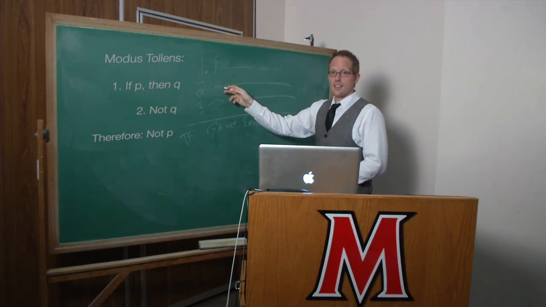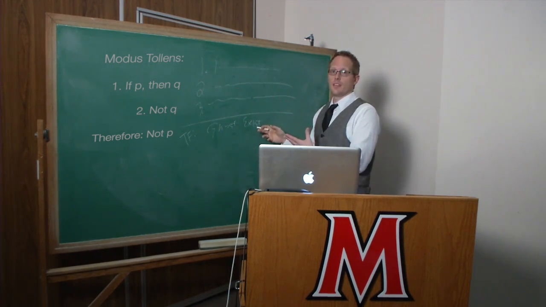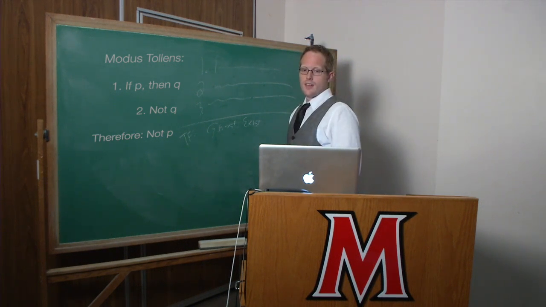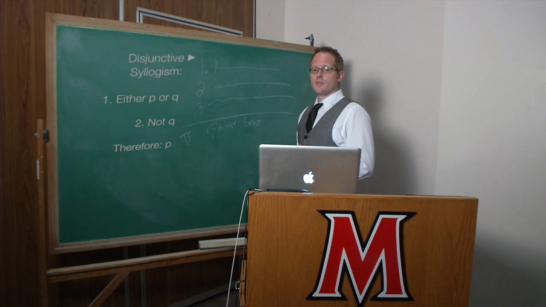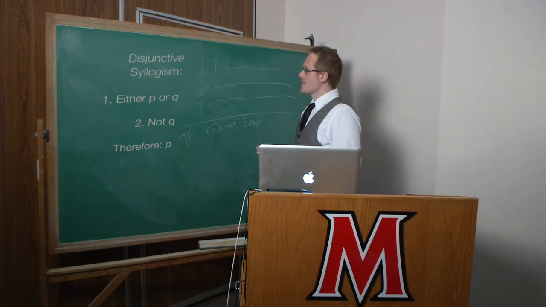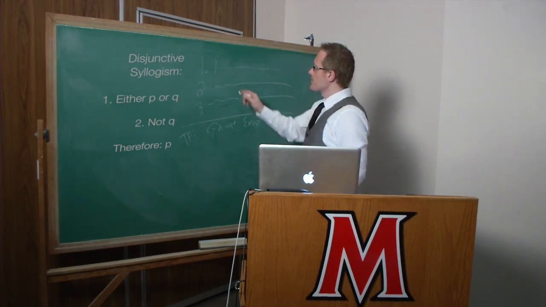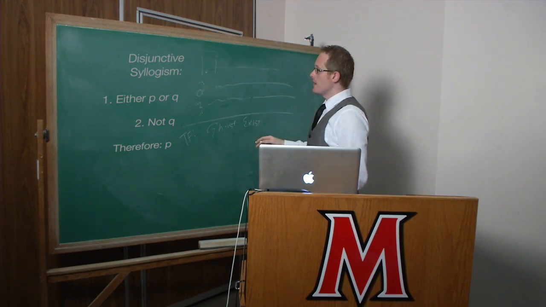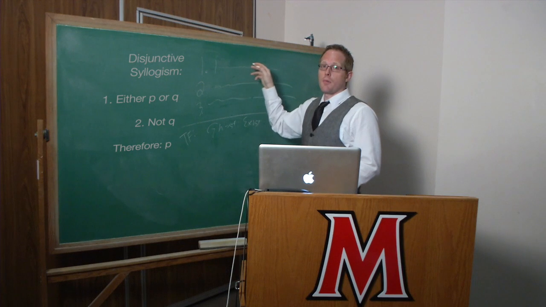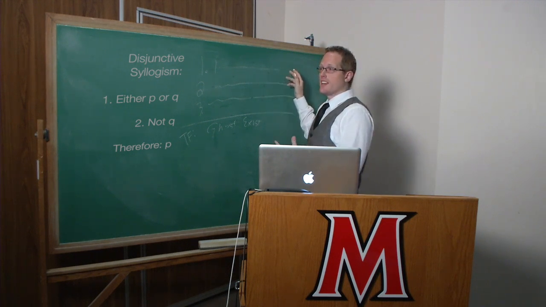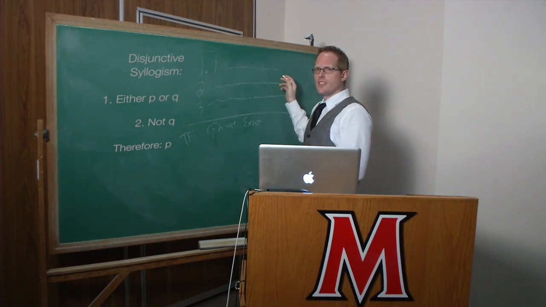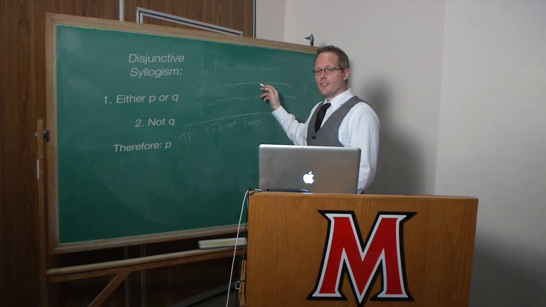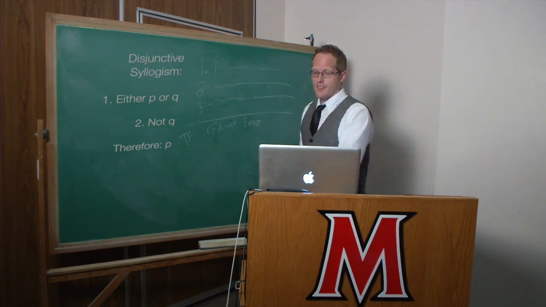I am not standing at this podium, therefore I must not be the professor. You'll see it's a little bit opposite than modus ponens. Disjunctive syllogism works a little bit differently. It says, either P or Q, not Q, therefore P. Either I must be the professor, or I'm just standing here talking to myself, which in this case might actually be true. I'm not just standing here talking to myself, therefore I must be the professor.